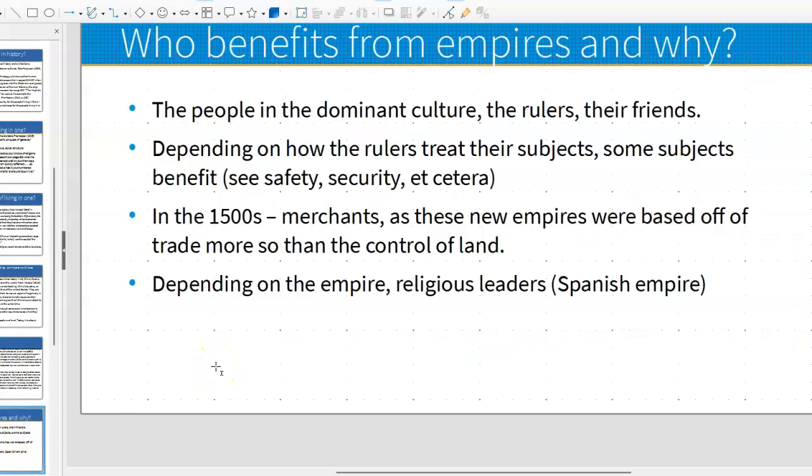All right, so who benefits from empires and why? The people dominant in the culture, the rulers, and their friends, unquestionably. And in the 1500s, this is going to be not just the leaders of Spain and Portugal, and then later Britain and the Dutch and France, etc. It's going to be the merchants who are the people who are benefiting from being able to affect the trade. And they are slowly going to rise up in the ruling elite as well.